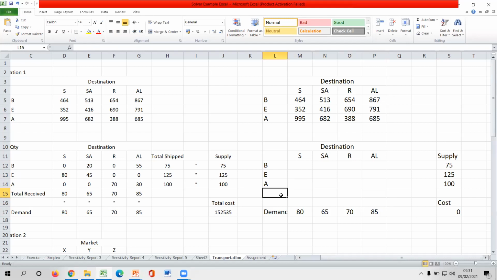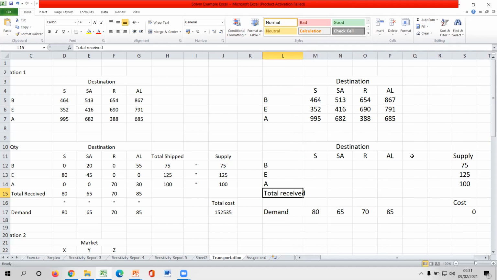So we call it total received. You can use your own words; I'm using total received. Then in here we need to find out how much of the shipment we are going to allocate for these particular factories. Therefore, I just call it total shipped. Here also you can use your own words, it doesn't matter too much.